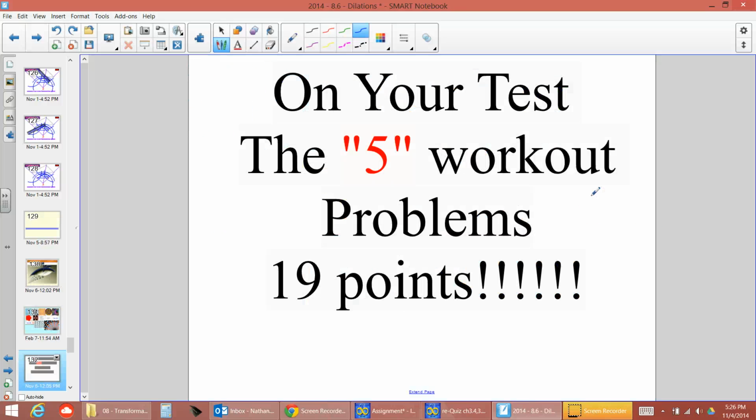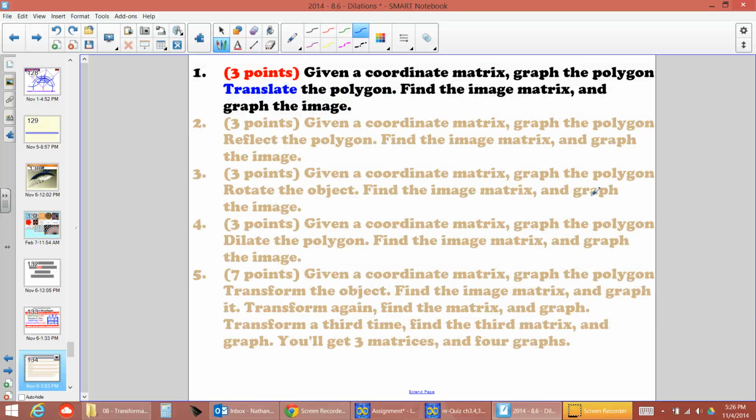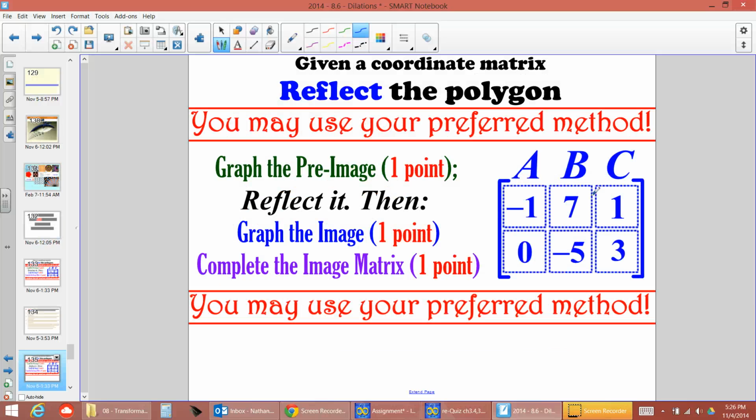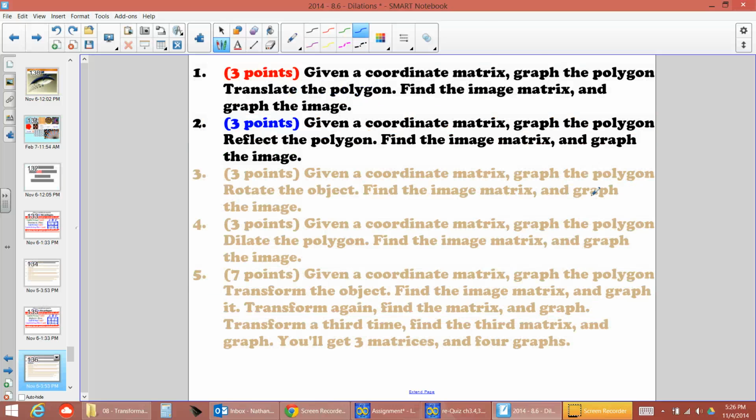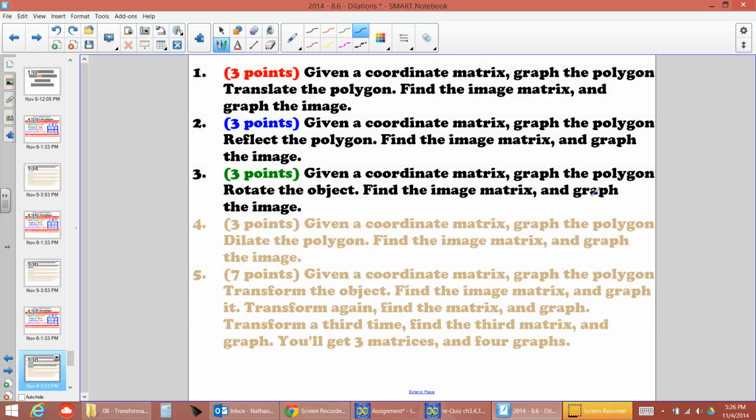Okay, so a little preparation for the test. Okay, you've got 5 problems. They're worth 19 points. Okay, first one is to translate a polygon. You're going to have to do that. Graph it, give me the matrix, graph the new shape. That's 3 points. Then we have to do it for a reflection. Again, graph it, give me the matrix, and then give me the graph of the image. 3 points. Rotate. You're going to have to do rotations. Again, graph the pre-image, graph the image, and complete your image matrix. Those are all 3 points.